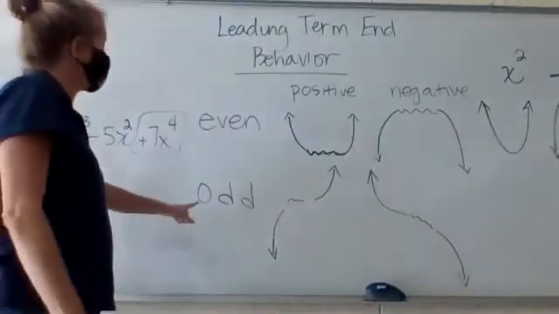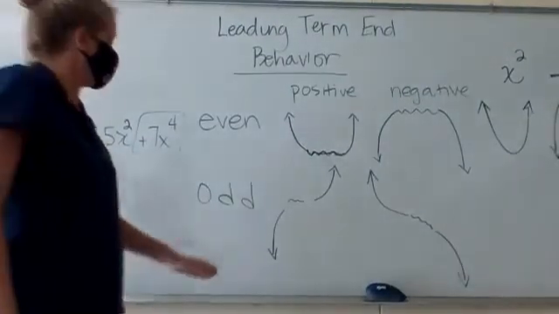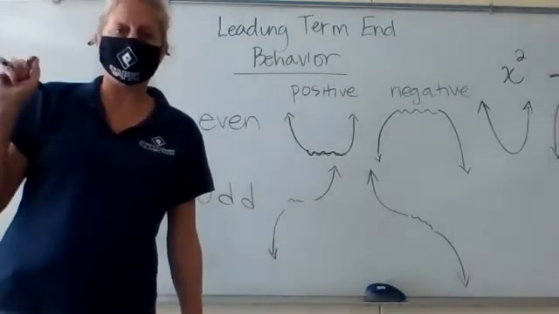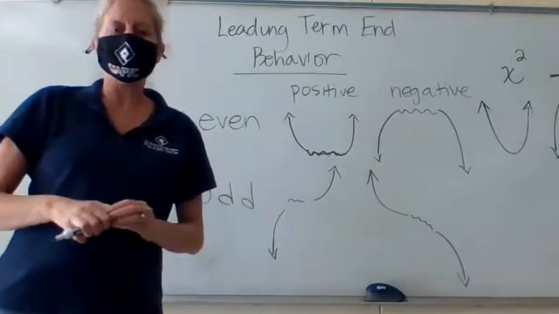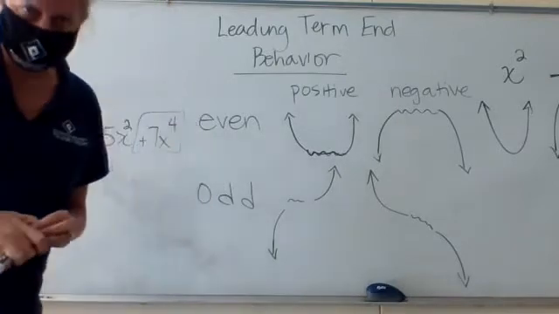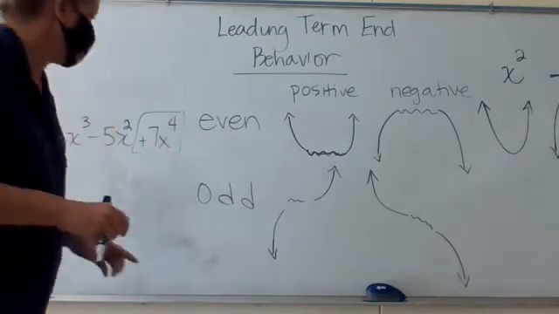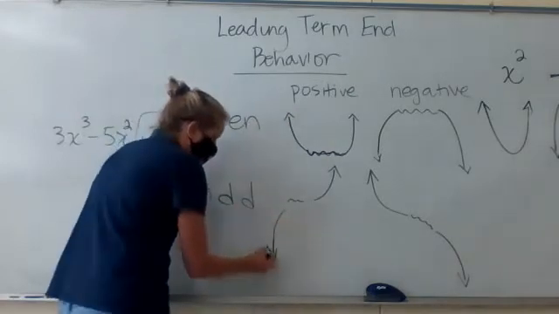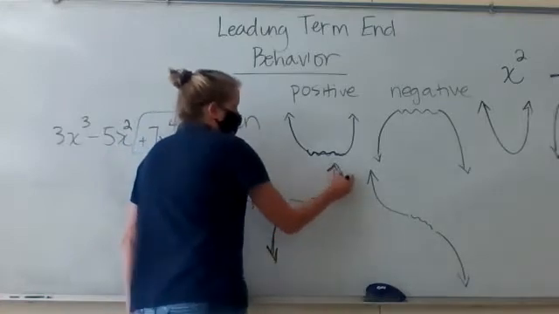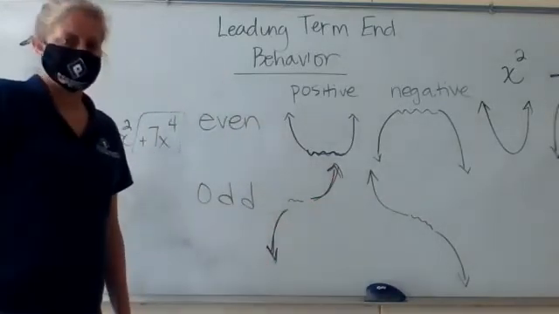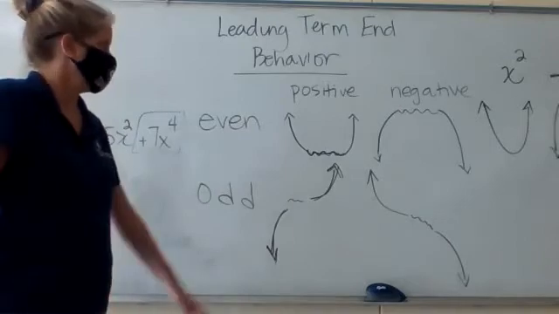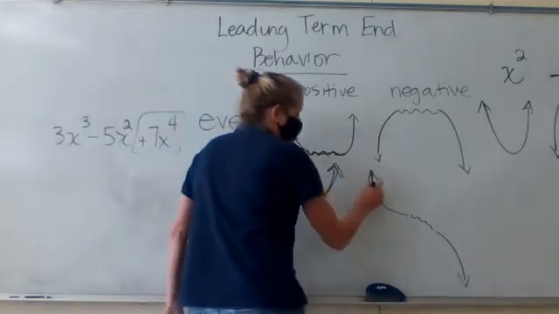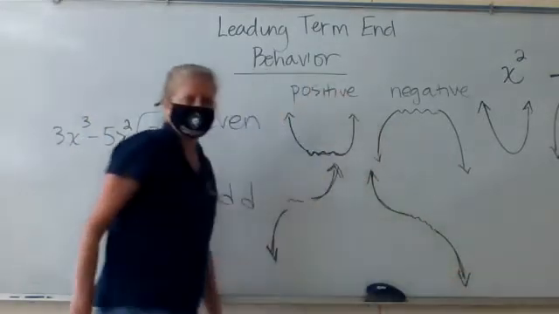If your exponent is odd, that means your ends are not doing the same thing. One is going up and one is going down. That is what an odd exponent means for your leading term. If you are odd exponent and you are positive, you start down and you go up. That's a positive leading term. If you are negative and your exponent is odd, you start up and go down.